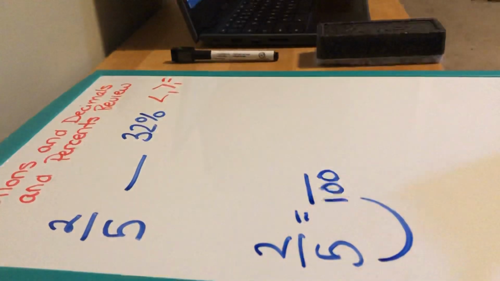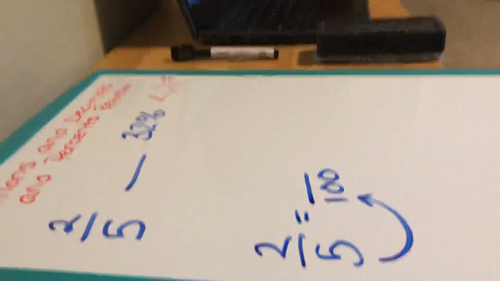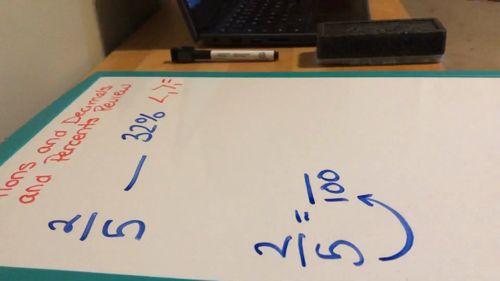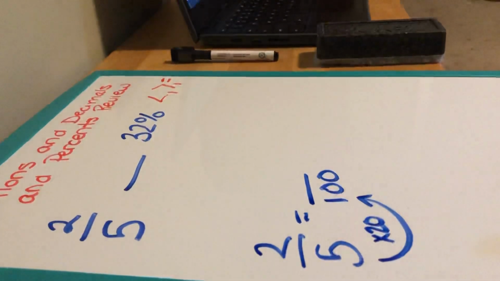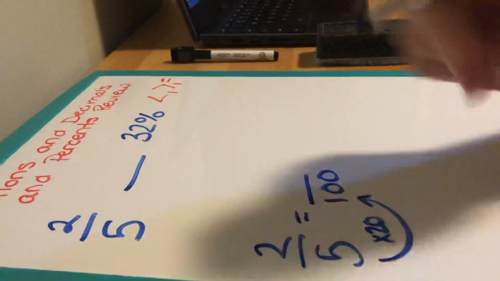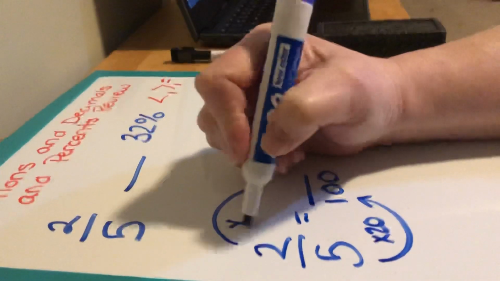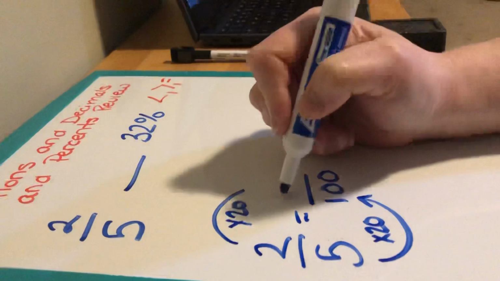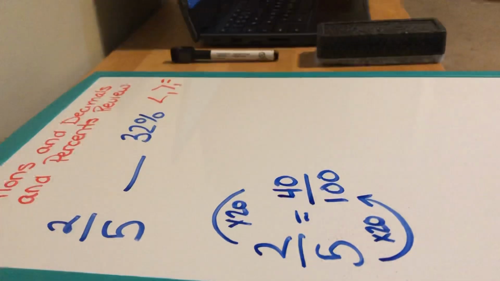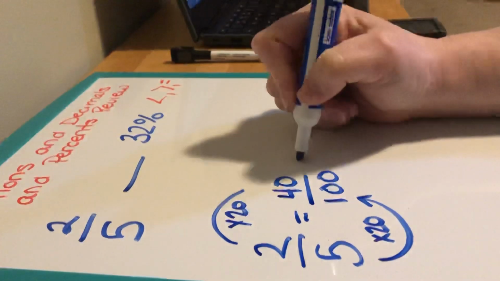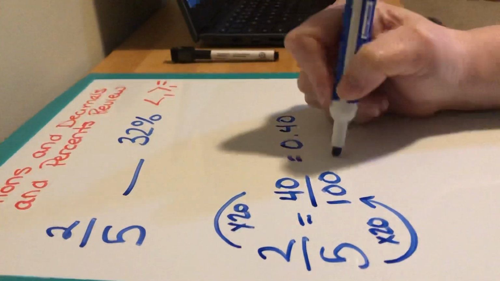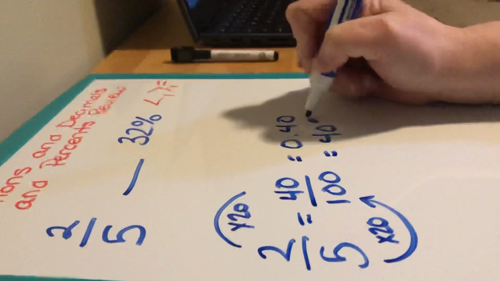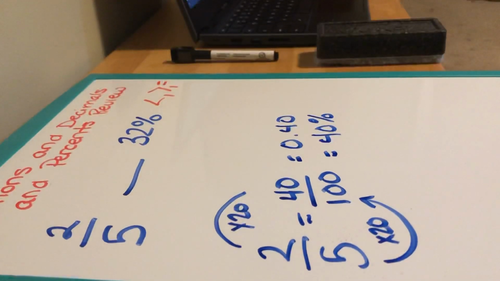And I know that fifths works really well because on page 5 it gives me that little cheat sheet. So if I know 5 times 20 gets me 100, what I do to the bottom, I need to do to the top, which gets me 40 out of 100. I can turn that into a decimal, and I can turn that into a percent.